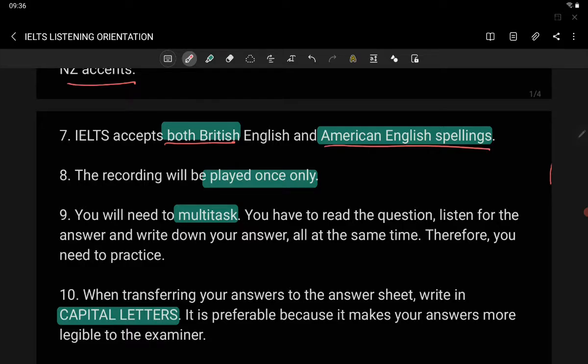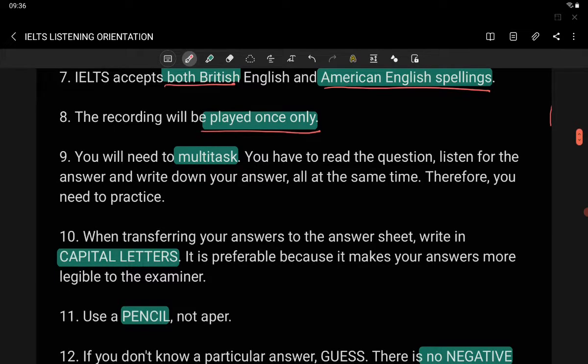The recording will be played once only. You cannot ask for the recording to be played again and again. So you have to get your answers correct in one go. You will also need to multitask. You have to read the question, listen for the answer, and write down your answer all at the same time. So you have to be actively listening, writing down your answers all at the same time.